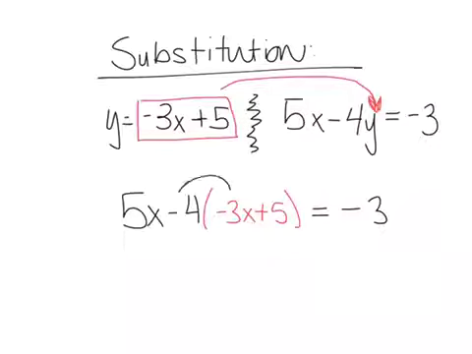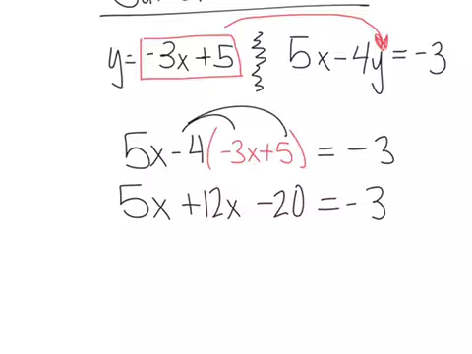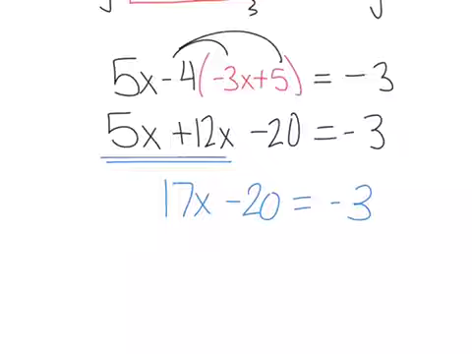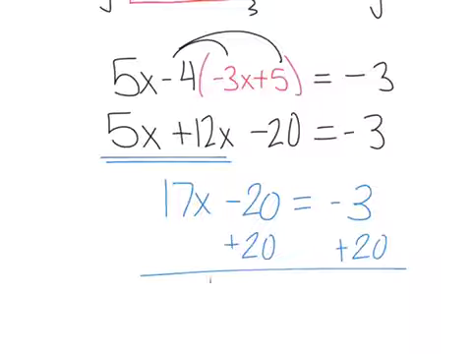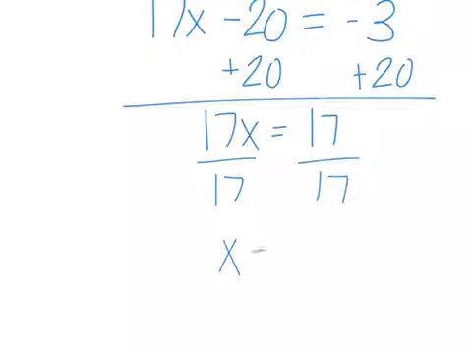From there, I distribute. And I have one equation in one variable that I know how to solve. I'm going to combine like terms, then isolate the variable by moving the 20. And my last step is to get that all completely by itself, divide both sides by 17, and I get x equals 1.